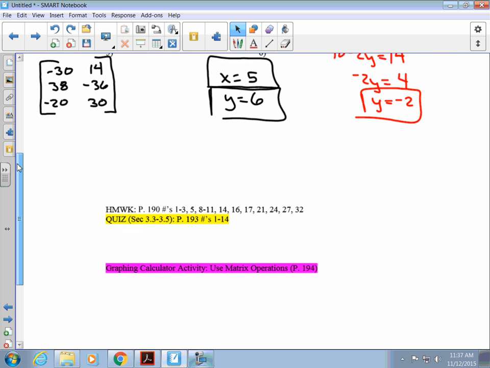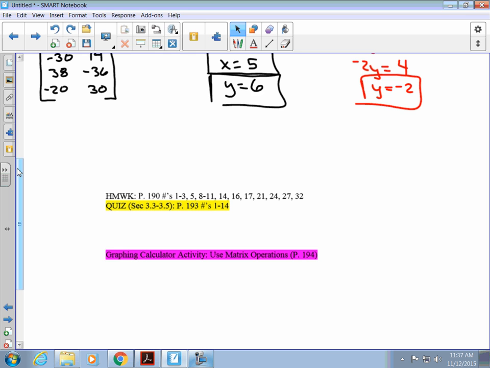So here is your homework assignment for section 3.5. It's on page 190. I would highly recommend doing the quiz, section 3.3 and 3.5. That'll help you with the quiz that you're going to take, and that's on page 193, numbers 1 through 14. And then if you also look at page 194, there is a graphing calculator activity. They give you the directions on how to plug these things into your graphing calculators. And we're going to be using our graphing calculators later quite a bit to do matrix operations.